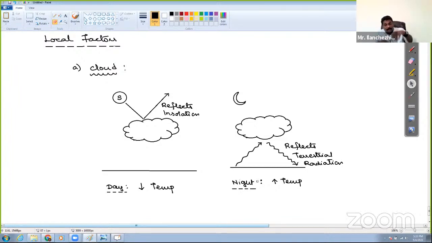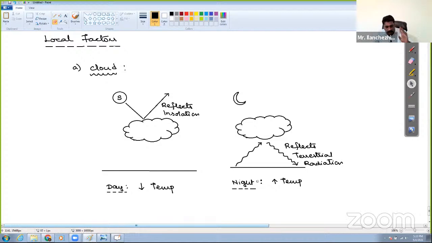So the same cloud, if you have during the daytime, what happens? The cloud will reflect the insolation. Am I right? See, if you have a cloud throughout the day and night, the factor is different. I am talking about a cloud occupying a place only during the daytime or nighttime. Then it makes a difference. So cloud plays a dual role, my friend.